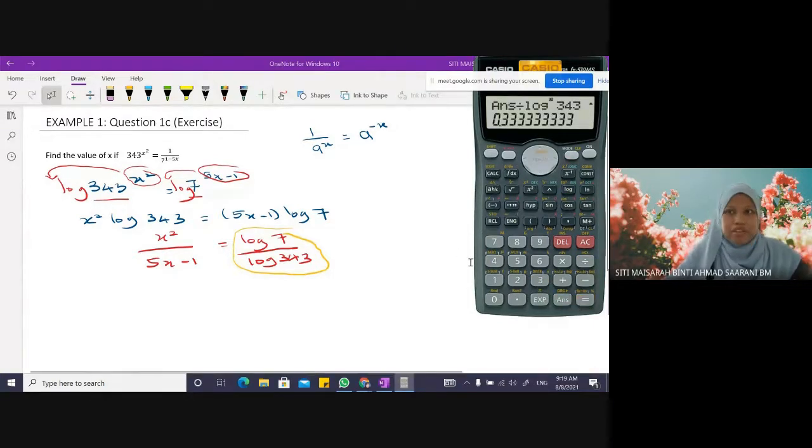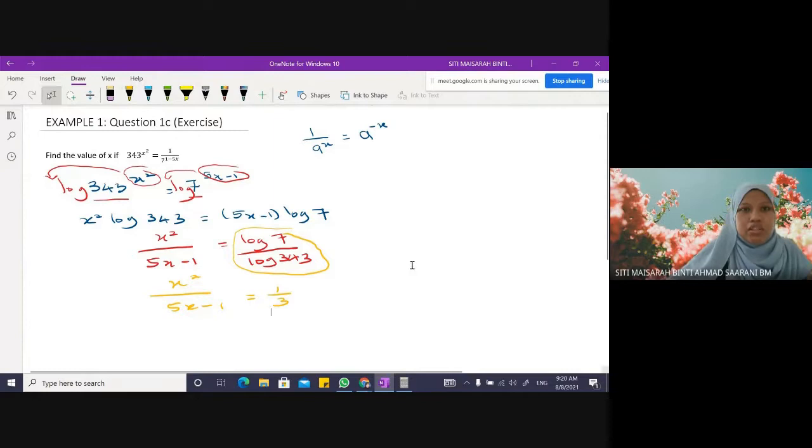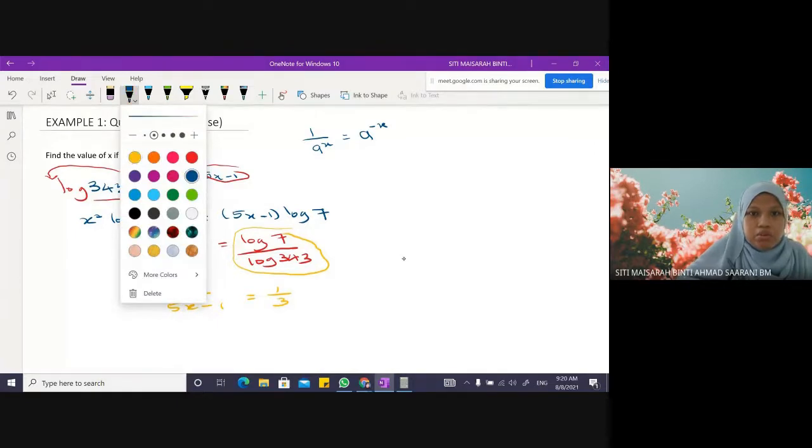So this becomes log 7 divided by log 343. This becomes 0.3333, which we can change to a fraction, 1/3. So x squared over 5x minus 1 is equal to 1/3. Now we calculate the log 7 over log 343, so we get 1/3.